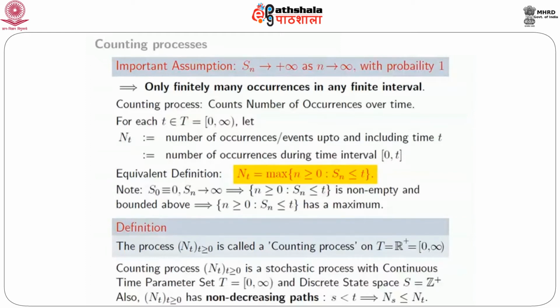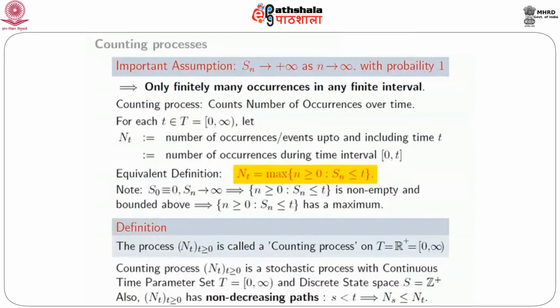So this process Nt is called a counting process on R plus, which is just this time set 0 to infinity. So a counting process can be thought of as a stochastic process with continuous time parameter set. The random variables Nt are indexed by t, where t can take values in the whole continuous parameter set 0 to infinity, but the state space, that means Nt can take values in only S, which is Z plus, the set of non-negative integers. Also from the definition it should be clear that this process, which I denote by Nt, t greater than or equal to 0, has non-decreasing paths.